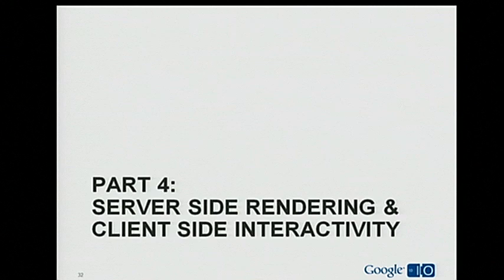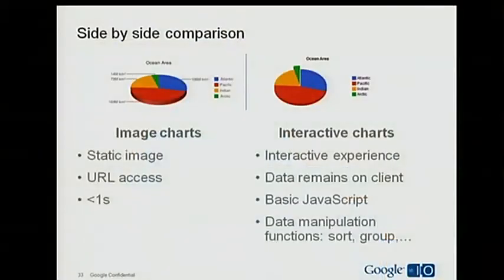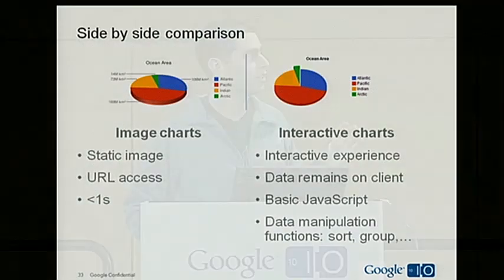Okay, so the last part of the talk is about server-side rendering and the client-side interactivity. So we saw the server-side charts API, and also the interactive charts, and we want to compare the two APIs that we have. So obviously the image charts are static images and they have no interactivity versus the interactive charts, which can really enhance the user experience by adding interactivity, so it has a nice experience of exploring the data interactively. The API for the image chart is only a URL. You just give a URL and get the image, which is very simple and portable.